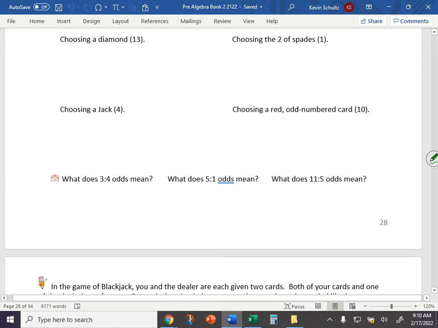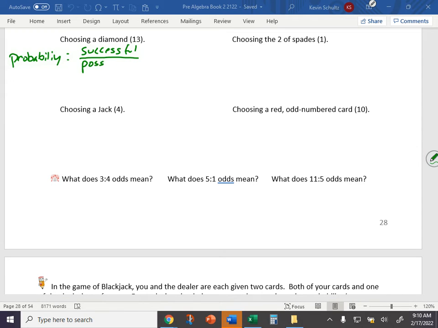It might be helpful just to remember, and we wrote it up above, but I'll reiterate here. What does probability tell us? Probability tells us successful over possible. What do odds tell us? Odds compare successful to unsuccessful. So first thing, note that this first part of the probability and this first part of odds are always the same. Both of them show the successful outcome.